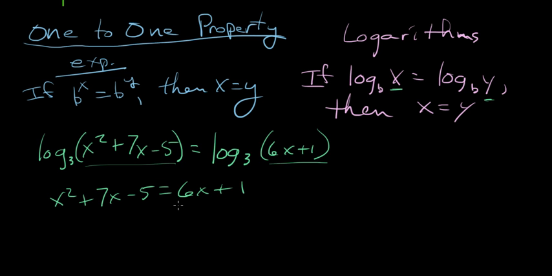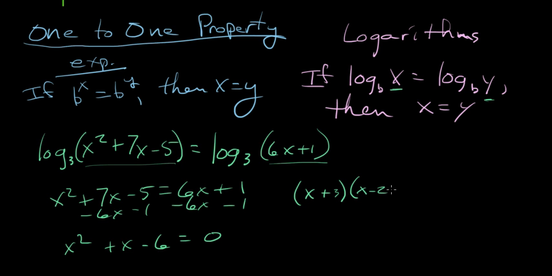Isn't that neat? And now we just subtract 6x from both sides and subtract 1 from both sides, and we get x squared plus x minus 6 equals 0. And of course now we can factor this. x plus 3, x minus 2 equals 0. x plus 3 equals 0.